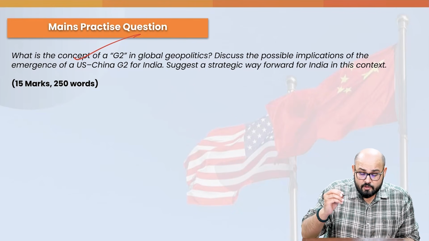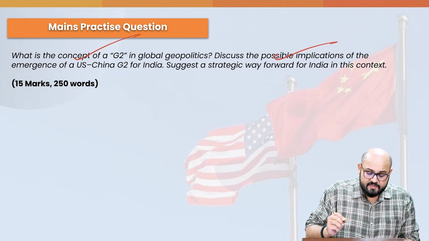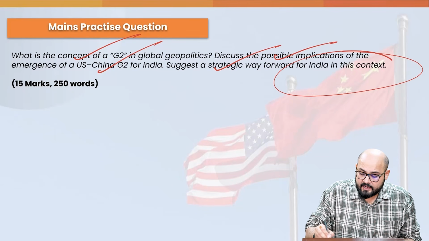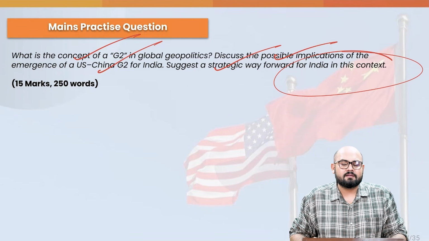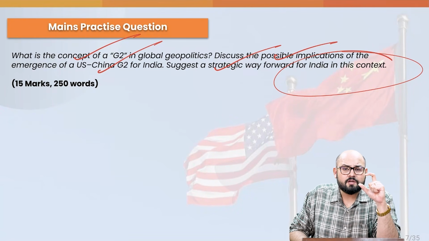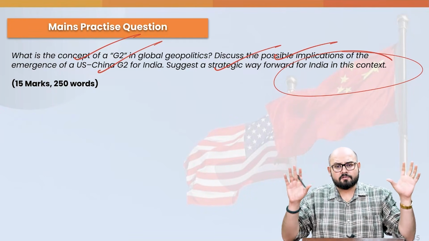In global politics, geopolitics, discuss the possible implications of the emergence of a US-China G2 for India, and suggest a strategic way forward for India in this context. Very important question. I know this particular topic took a lot of time, but again, it's very important to understand the nitty-gritties, the background of the whole story.